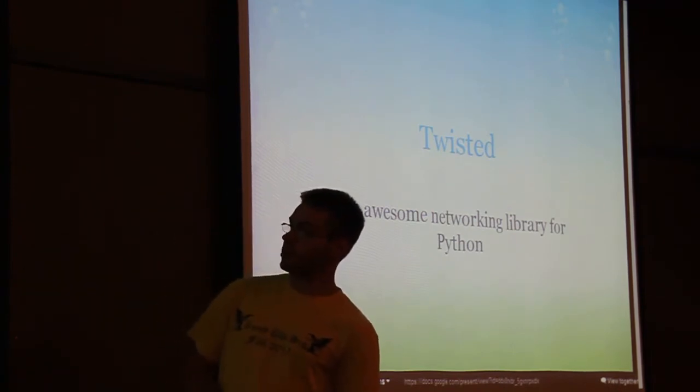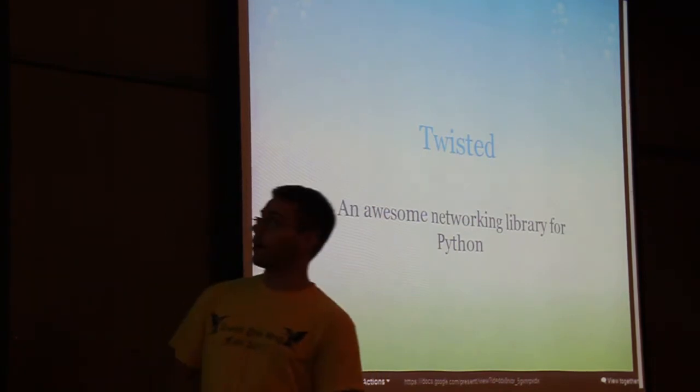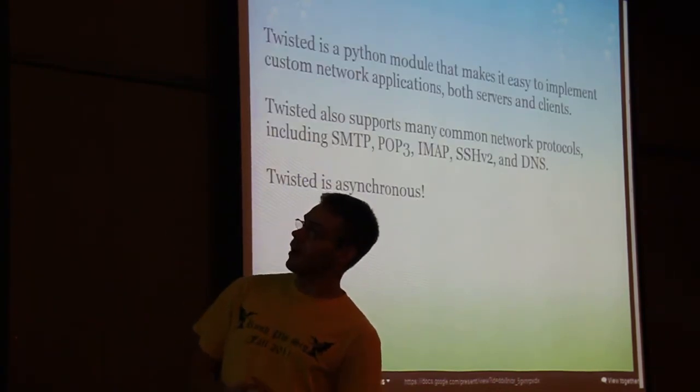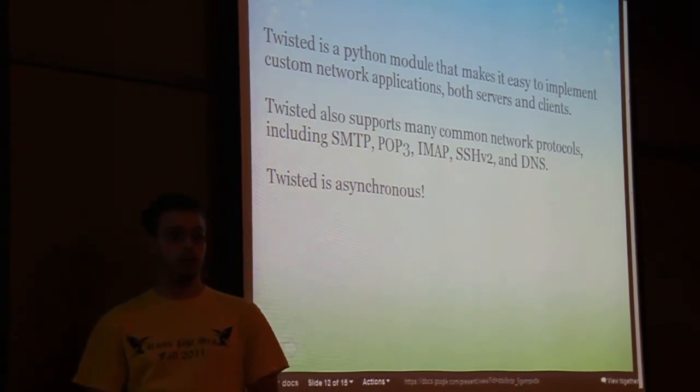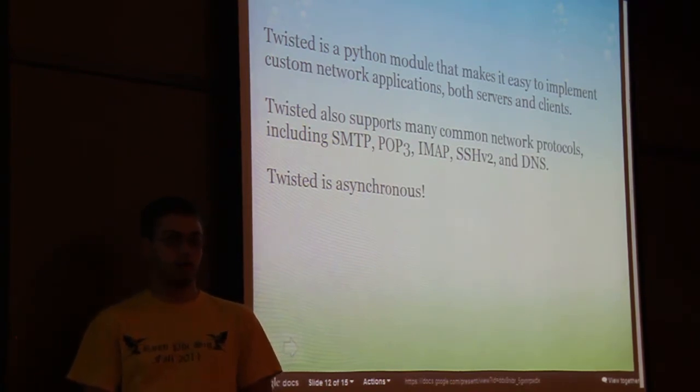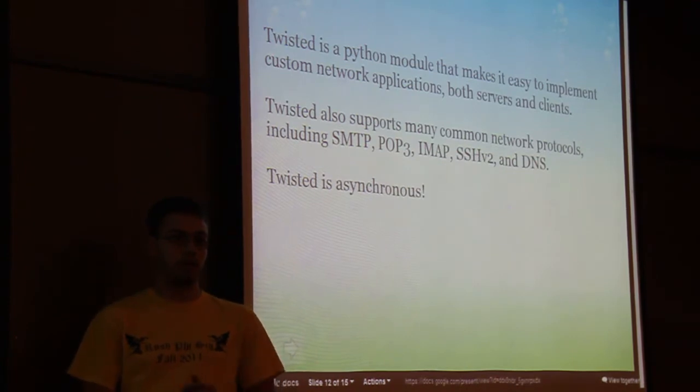So that brings us to Twisted, which is a really cool networking library for Python. Next slide. And what Twisted is, it's a module that makes it easy to implement custom networking applications for both server and clients. So Twisted already takes care of all of the concurrency with multiple clients connected to the server. So you really don't have to deal with all of the lower level programming when you have like 100 clients connecting to a single server. It'll take care of all of that for us, which will make it a lot easier to program.